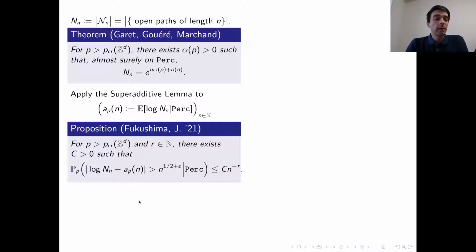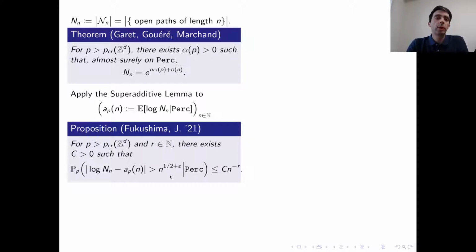Now, our result says that the probability for having a deviation of this order is bounded by a polynomial with an arbitrarily large exponent. And the order of the fluctuation is n to the 1/2 plus an arbitrarily small epsilon. Note that both of these quantities here are typically of linear order, so this fluctuation here is really a small fluctuation. And as before, we again need to condition on the event of percolation, because if we don't, then you have minus infinity with a positive probability here.